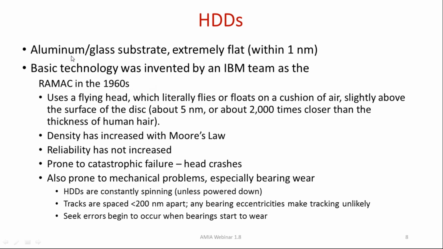The amazing things about these is they are made out of aluminum or glass, most of them aluminum, but today some drives are made out of glass, and you put a thin layer of magnetic material on top of that. These have to be extremely flat, within 1 nanometer. To give you an idea, your hair is about 70,000 nanometers wide. So imagine something 1/70,000th of your hair's width in flatness. That's an extreme amount of flatness.